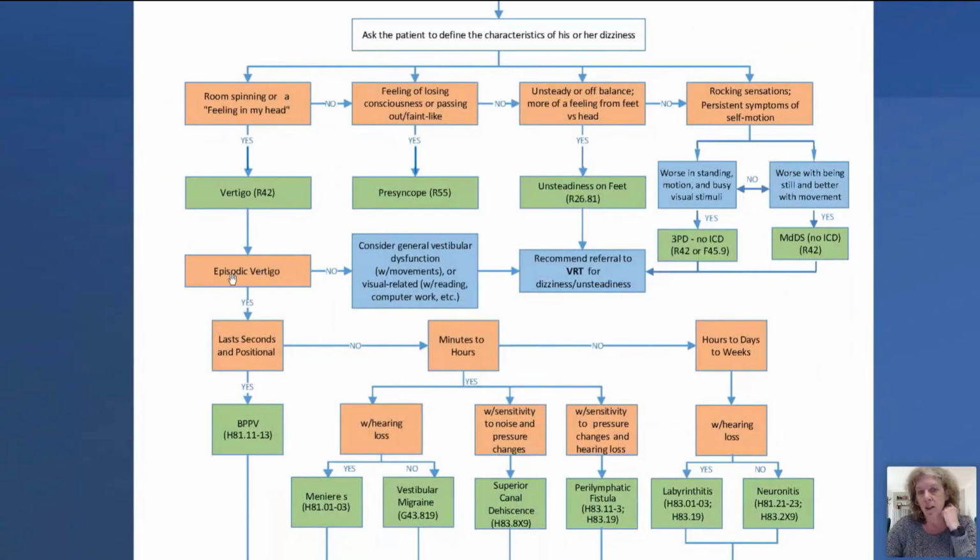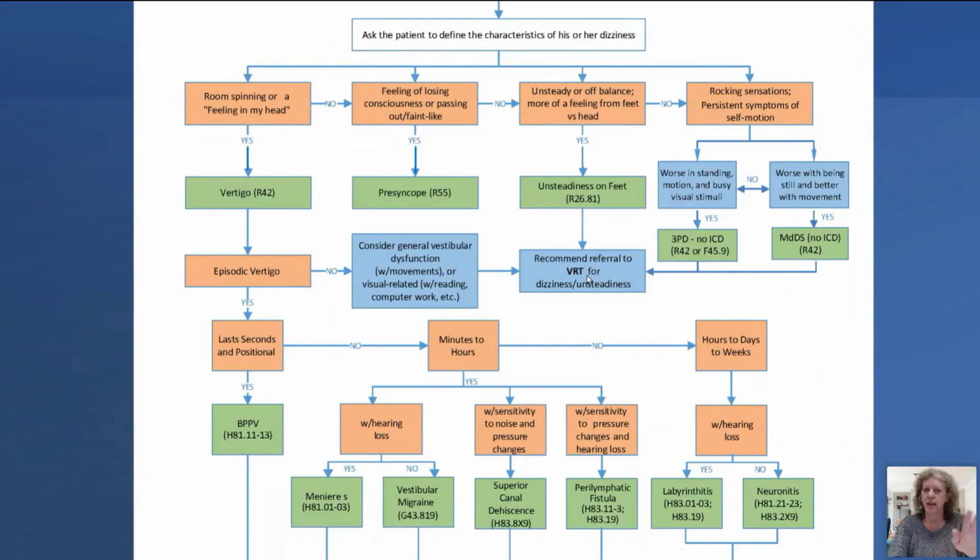we say, okay, episodic vertigo. No, it's just kind of constant. It's there all the time, 24/7. Or is it related to head movement? Is it not related to head movement? We're certainly recommending a referral to vestibular rehab.